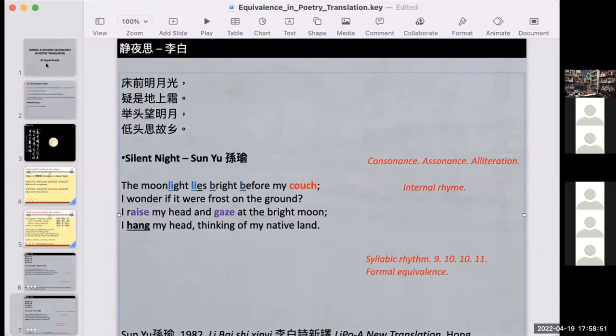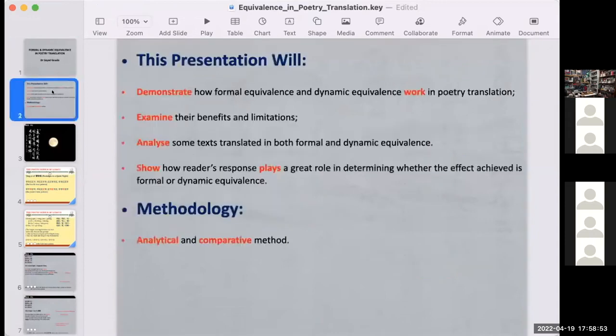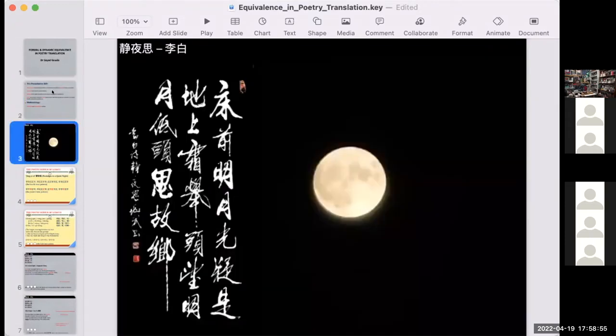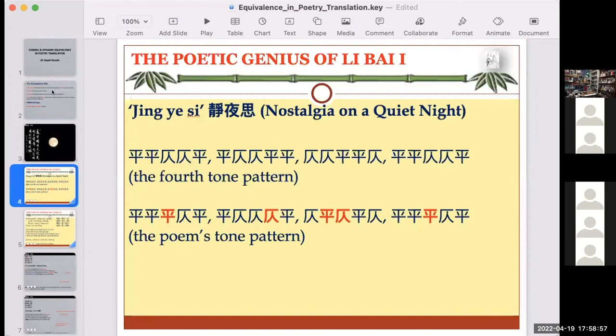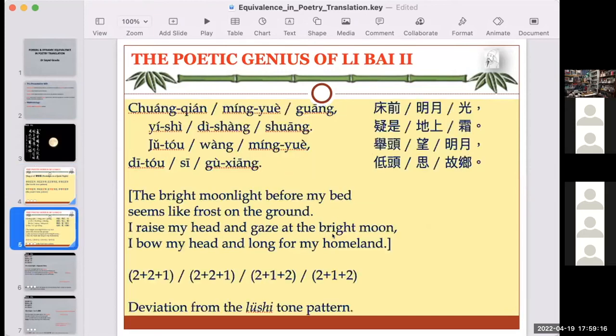Okay, let me show you the previous ones. This is the poem. I would analyze the poem as a fourth tone pattern, right? And this is the changes he made. But I don't think he followed a certain rule. He just did it according to his own poetic whim. And this is the poem.